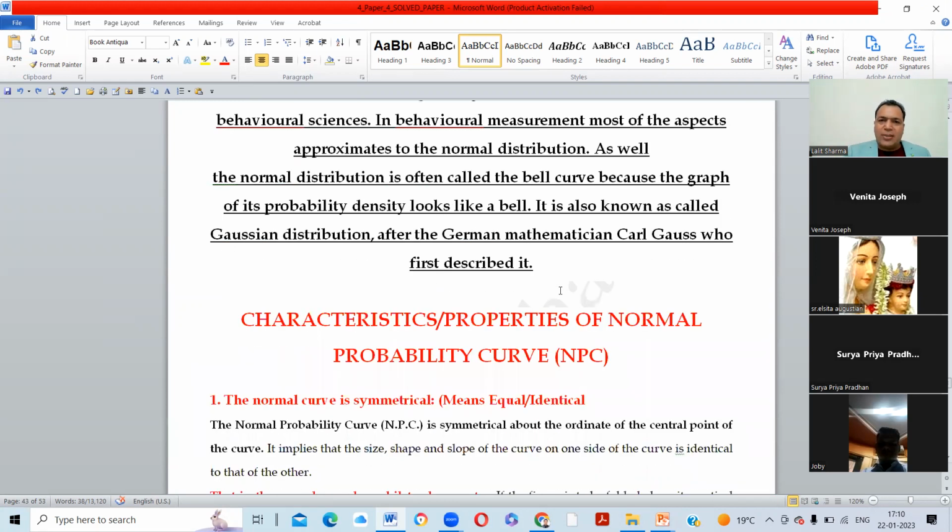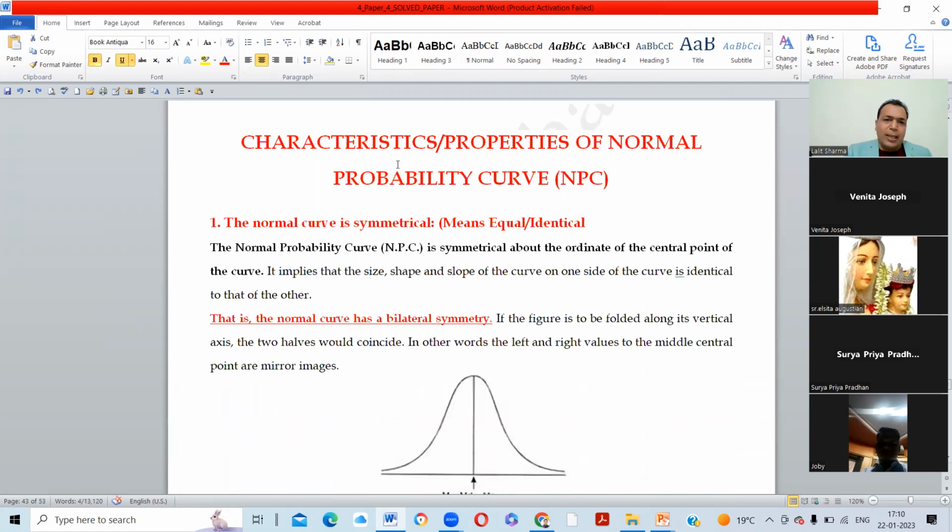Okay, guys. So you should learn this, right? Concept you have understood. Okay. We discuss the characteristics and properties of the normal probability curve, because the question was asked by the examiner: characteristics and uses of the normal probability curve.